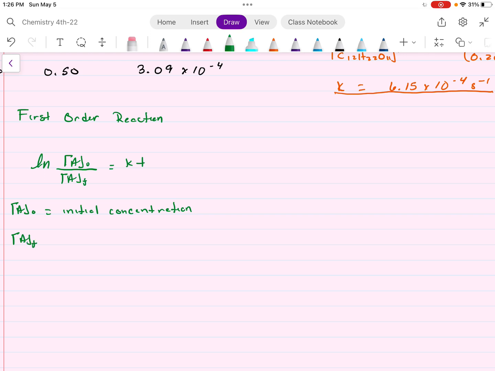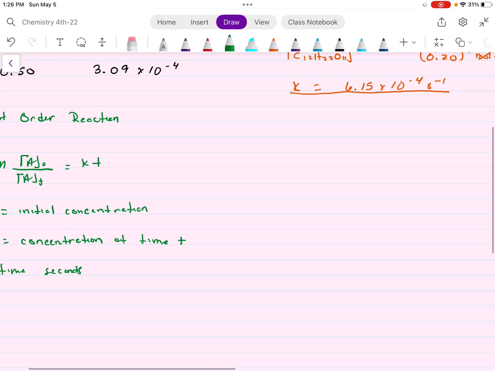The A sub T is going to equal the concentration at time t, right? And then, of course, t is going to be equal to time in seconds. Okay, so let's say we have a question that says, how long would it take for the concentration to go from 0.20 to 0.10, right? Let's say we want to measure the amount of time that it's going to take for that reaction to get down to this concentration from this starting concentration, right?